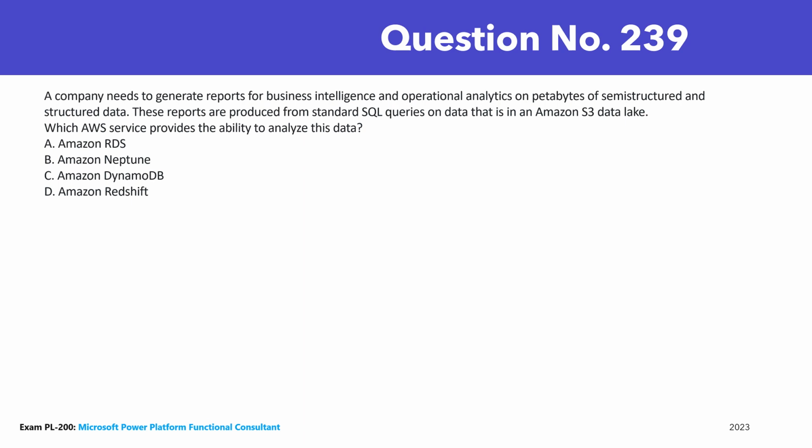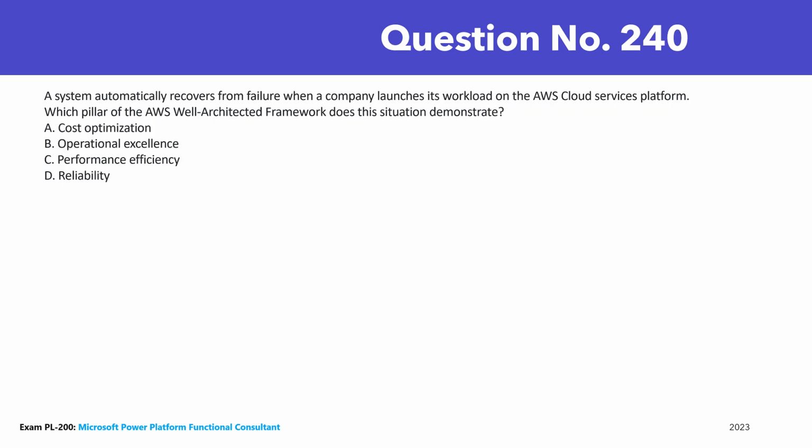A company needs to generate reports for business intelligence and operational analytics on petabytes of semi-structured and structured data. These reports are produced from standard SQL queries on data that is in an Amazon S3 data lake. Which AWS service provides the ability to analyze this data? A. Amazon RDS. B. Amazon Neptune. C. Amazon DynamoDB. D. Amazon Redshift. Correct answer, D.